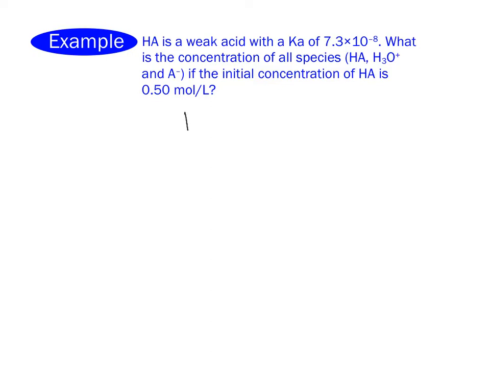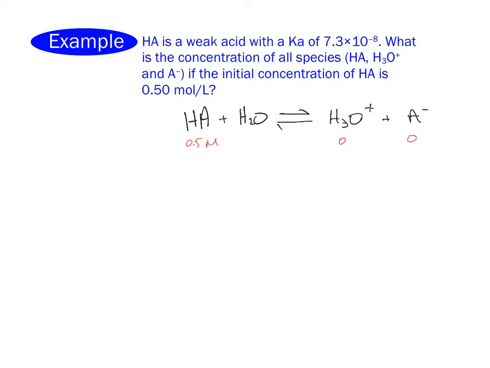Well, it would be HA plus H2O, which gives us the hydronium ion and the negative ion as well. And what we know is that the initial concentration of the acid is 0.5 molar. That's 0, that's 0.